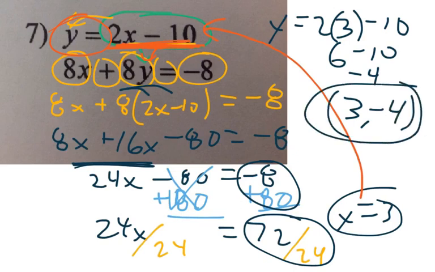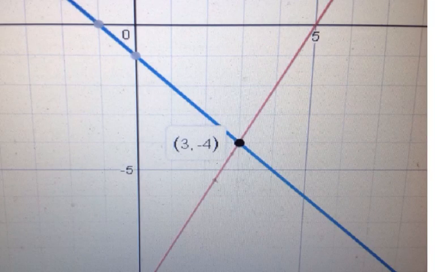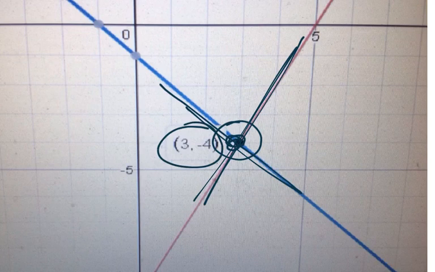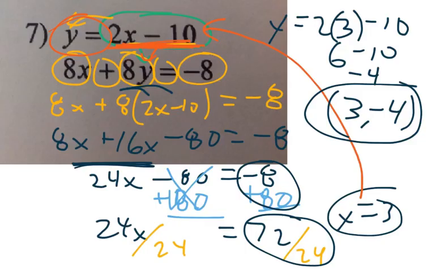Pause the video if you need to. Now guys, again, one more time, please remember all of this algebra is for what purpose? If we look at the graph, we can see how both lines are crossing. They only cross at one point. We call that the intersection. And as you can see, where do they intersect? 3, negative 4, which is exactly what we got there.